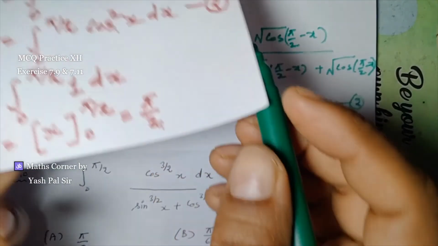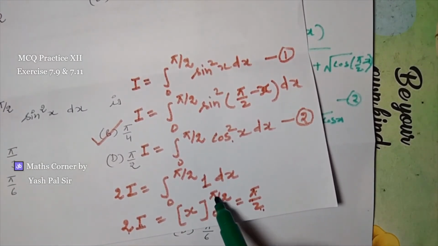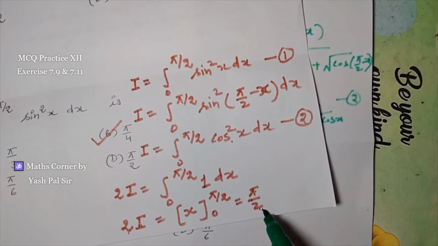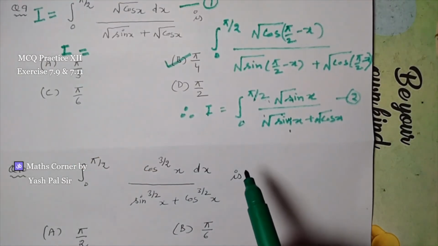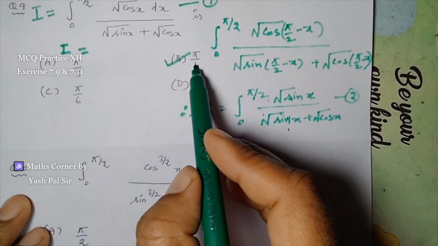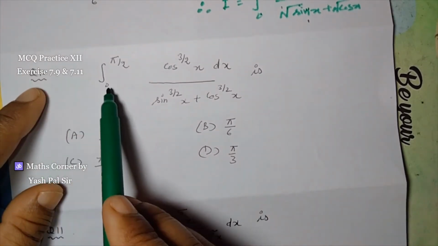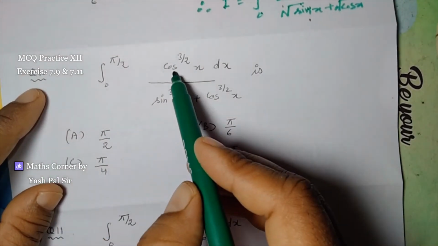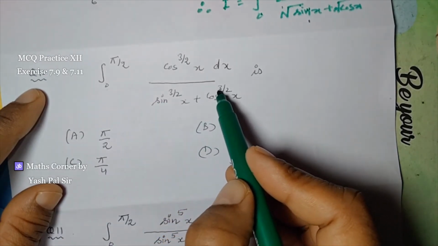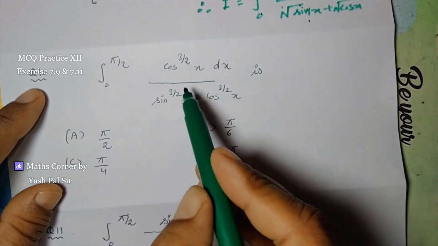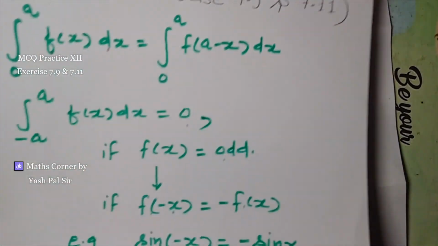Like the previous question we have solved, integration of 1 is x, 0 to pi by 2 was the answer, so I was equal to pi by 4. So here also we have I is equal to pi by 4. Similarly the same case is here. Question number 10. Integral 0 to pi by 2 of cos power 3 by 2 x upon sin power 3 by 2 x plus cos raised to power 3 by 2 x. Here again we apply the same property. Which property I am showing here?